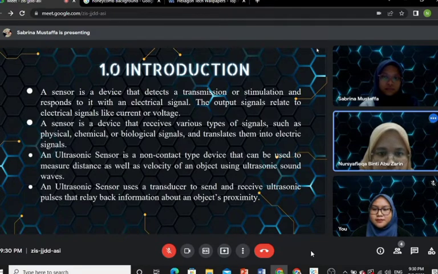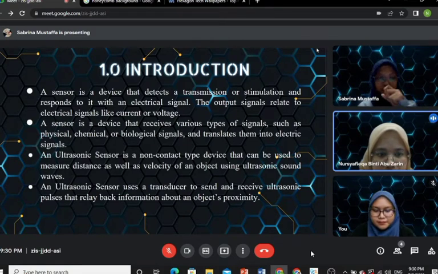receive various types of signals such as physical, chemical, or biological signals and translate them into electrical signals. An ultrasonic sensor is a non-contact type device that can be used to measure distance as well as velocity of an object using ultrasonic sound waves. And the last one, an ultrasonic sensor uses a transducer to send and receive ultrasonic pulses that relay back information about an object's proximity.